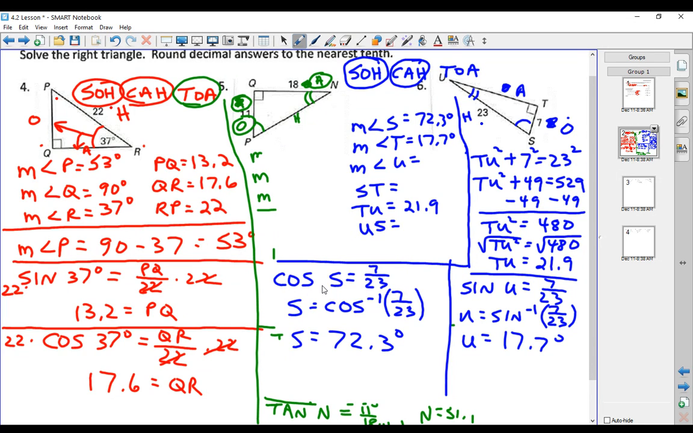And we didn't mark it here. Whoops, I put it in the wrong place. Let me fix that real fast. Angle T was 90 degrees. We should have written that one in there earlier. So angle U was 17.7 degrees. We also should have written in the other measurements that we knew. ST was 7 and US was 23. Now we know all 6 pieces of this triangle, and this triangle has been solved.